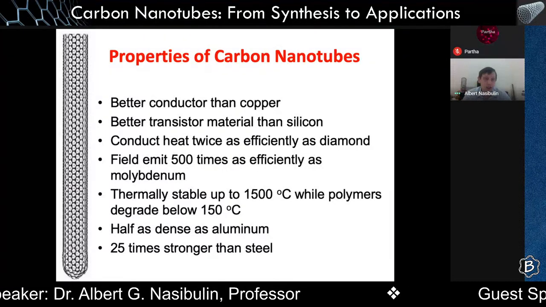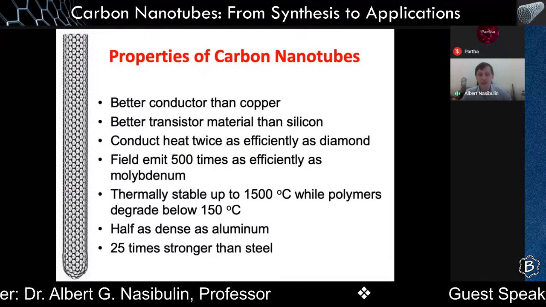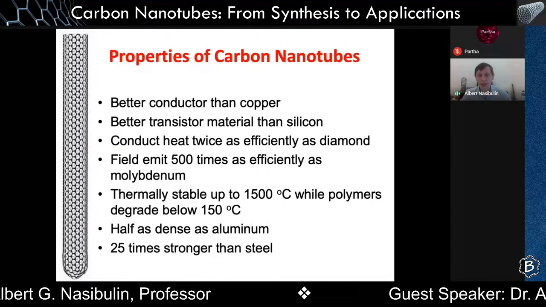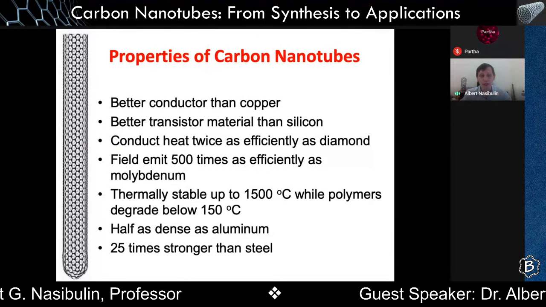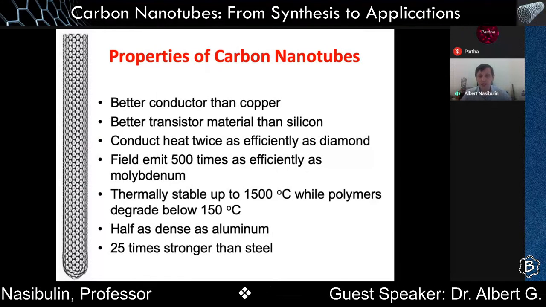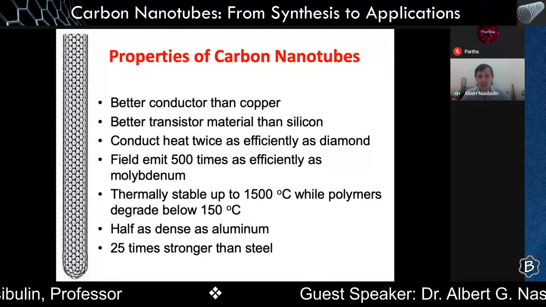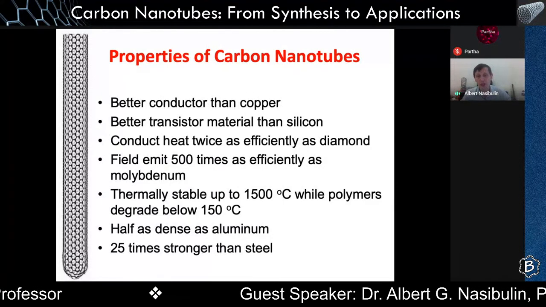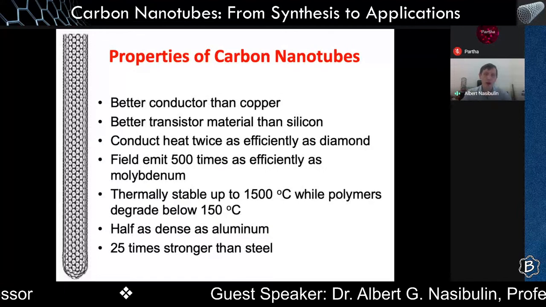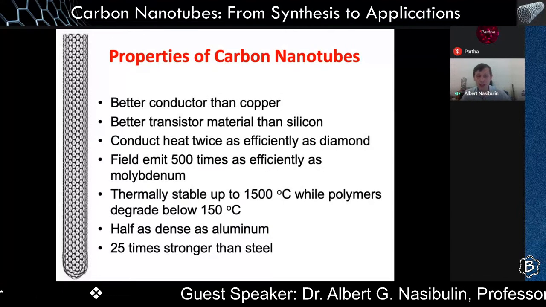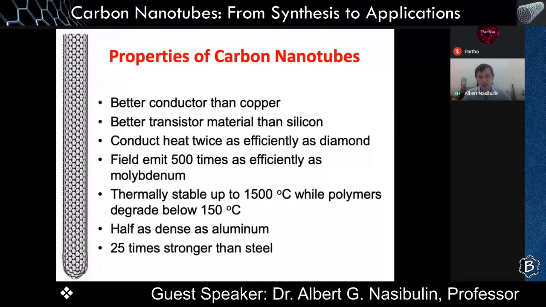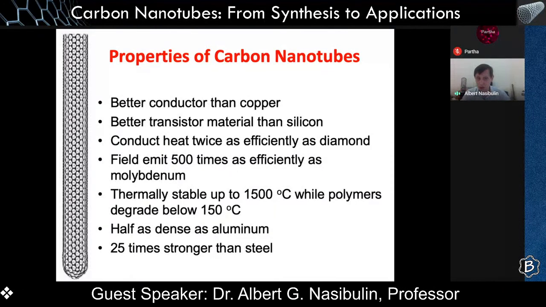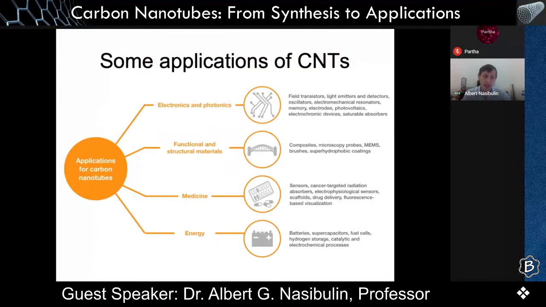And you could make out of this material field effect transistors and cold emitters, electron cold emitters. This material is very stable up to 1500 centigrade, and you could compare it with different polymers which start to degrade at temperatures above 100 centigrade. It is a very light material and 25 times stronger than steel. So it has unique properties.